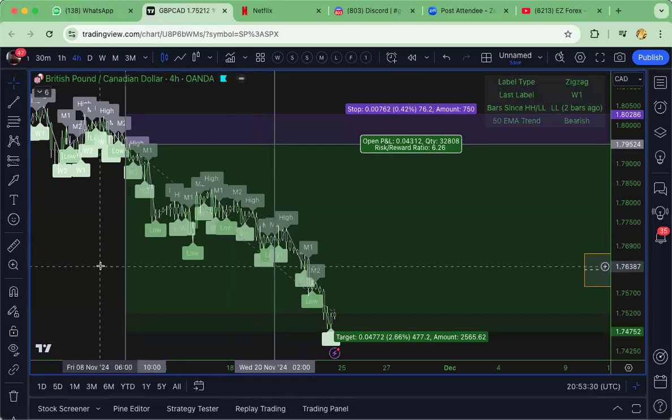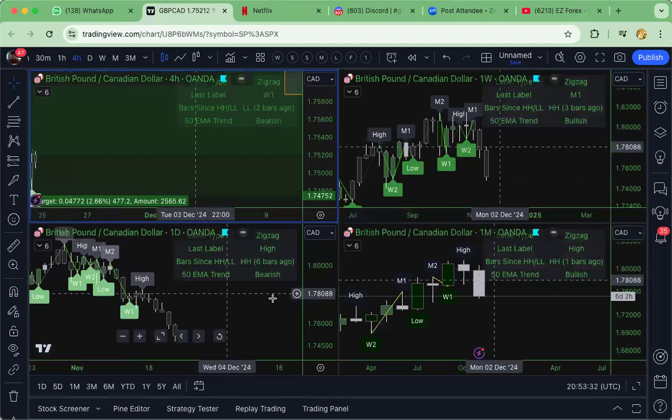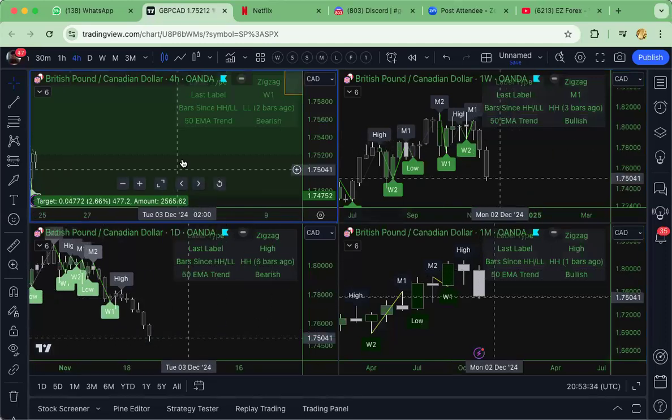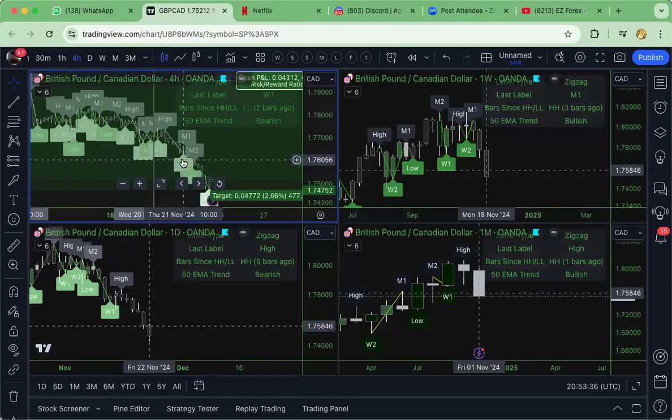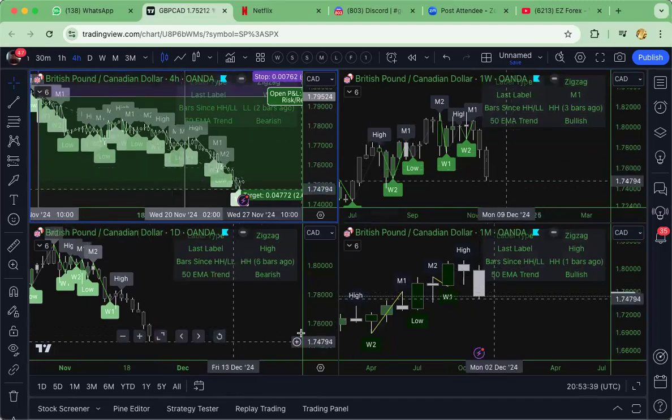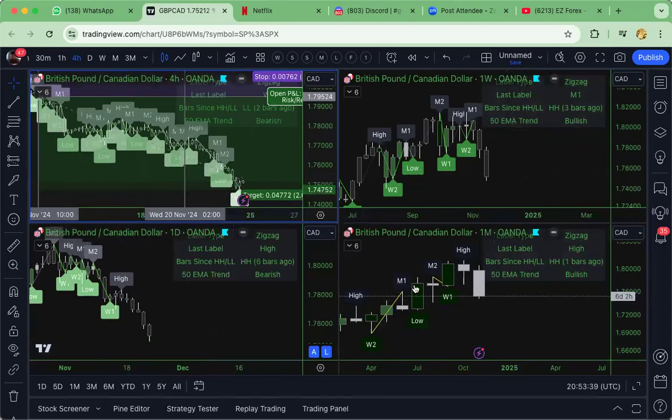So let's just head over to this now. Let's go back here. So now what you can see with these 4 time frames, I want everybody to have a visual representation of what I'm trying to say here. Imagine these 4 time frames.